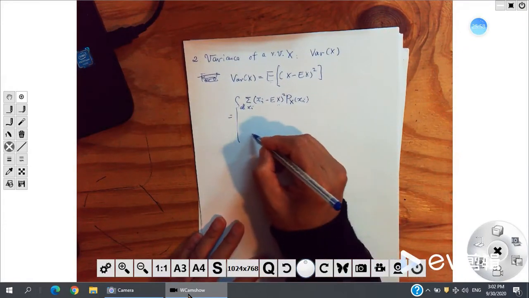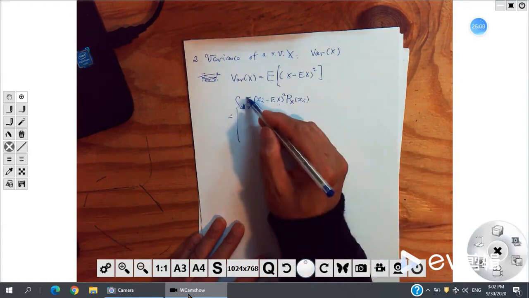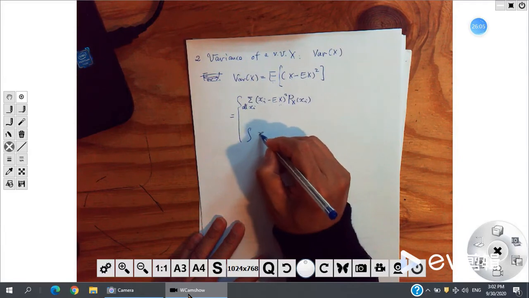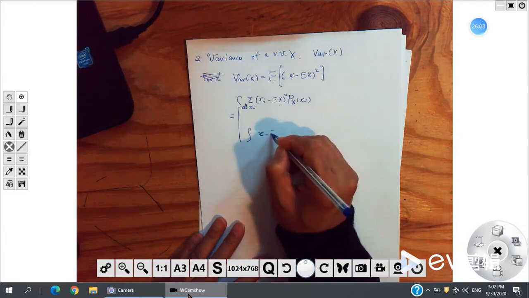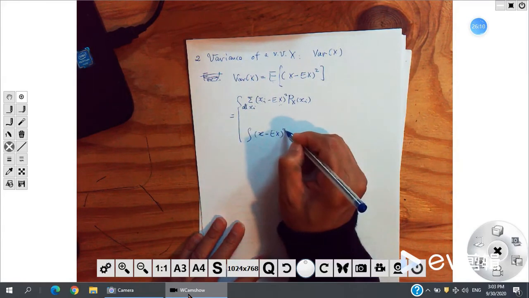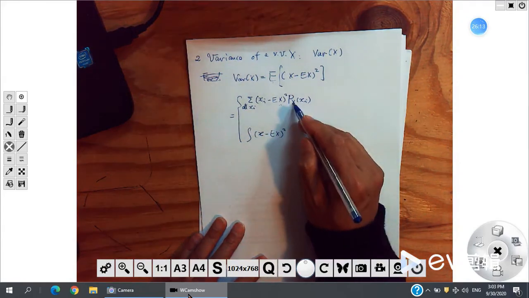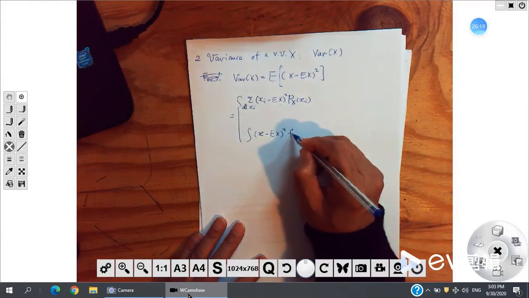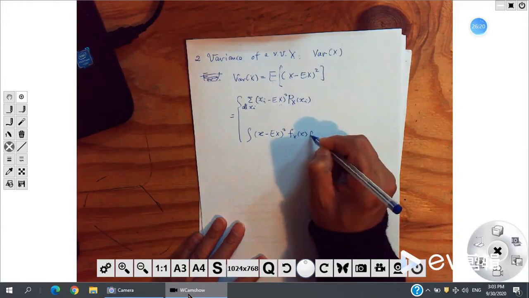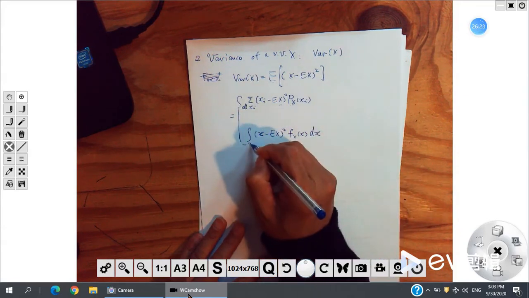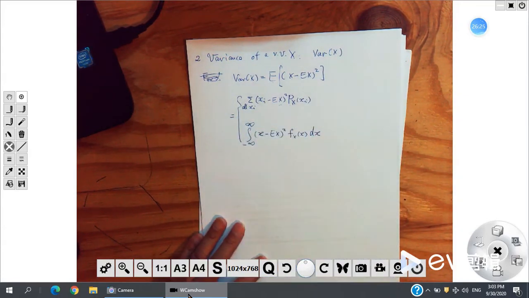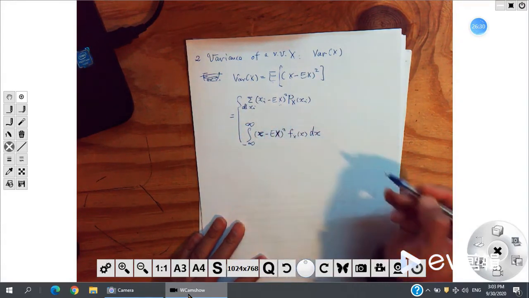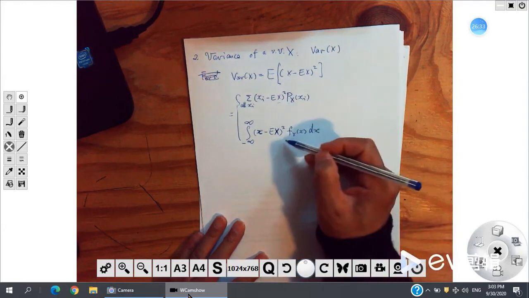Then for the continuous case, it is very similar. You change the summation to an integral, and xi is now just x minus EX, squared. And here is the density function, not the mass function. It's fX of x, then dx, from negative infinity to positive infinity. That means all lowercase x. This is lowercase x, and this is capital X. So you can calculate by this one or by this one.